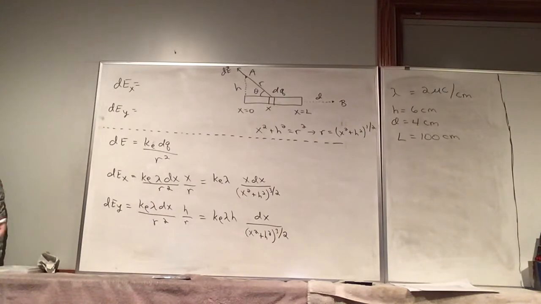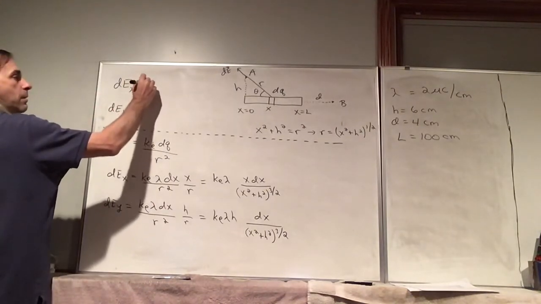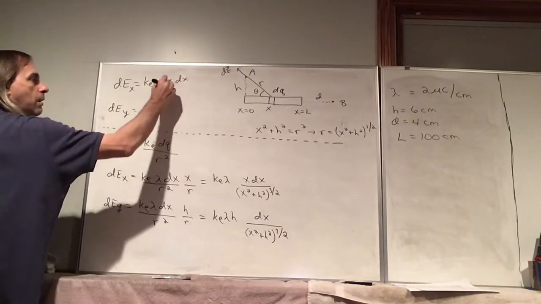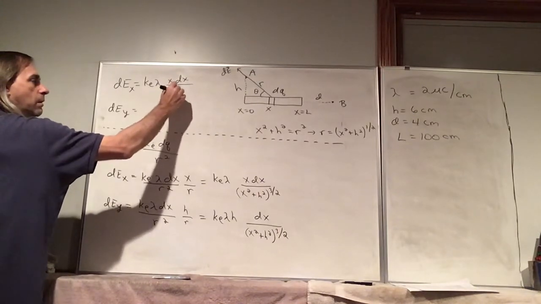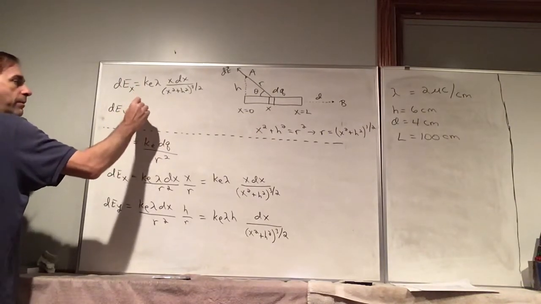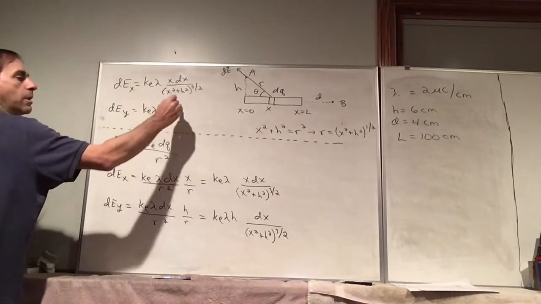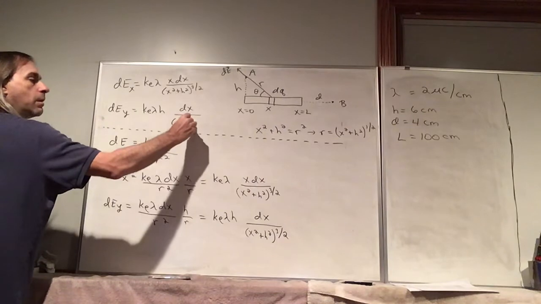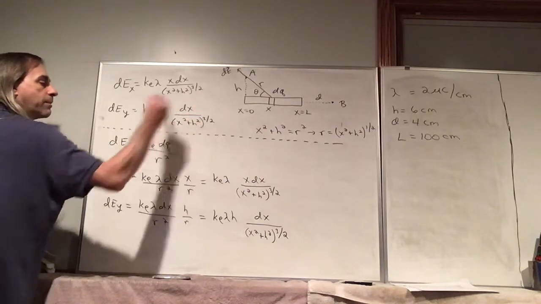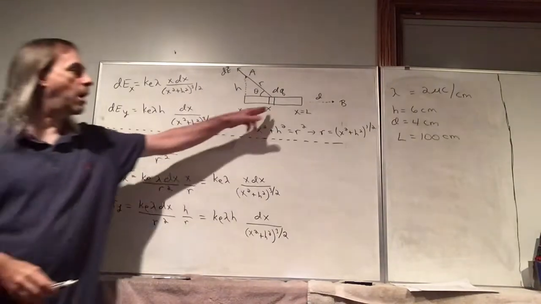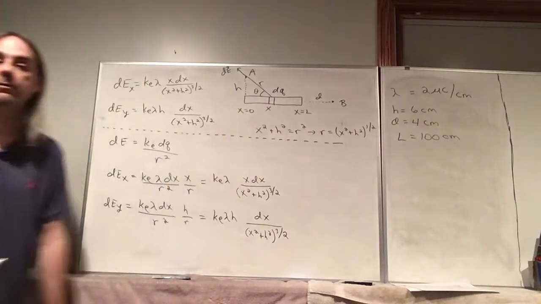Okay, so dEx, we have ke times lambda, and then x dx, and then here we have ke lambda h times just dx over x squared plus h squared to the 3/2. Now again, this is exactly what we did last time in class. This is just the element due to this charge, literally the exact same thing we did last time.